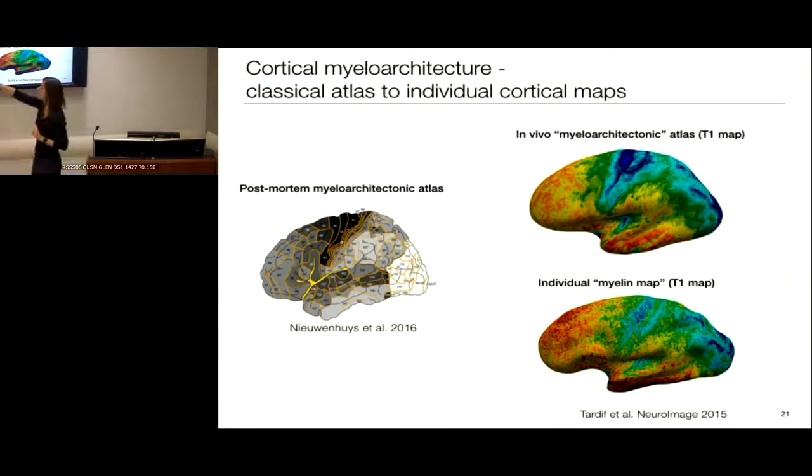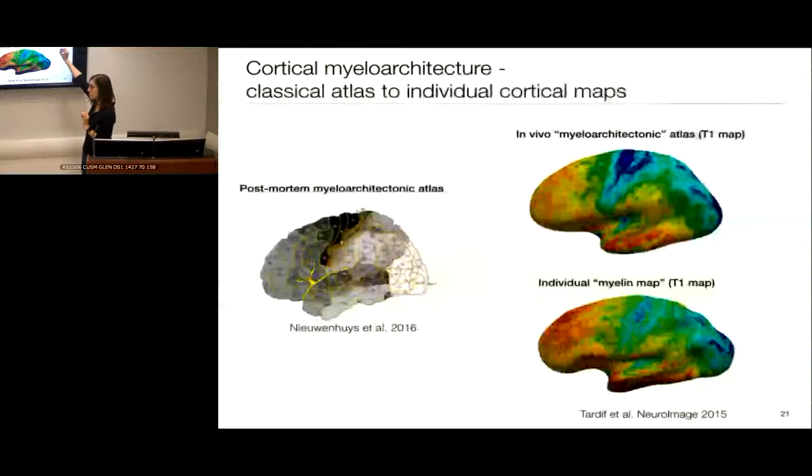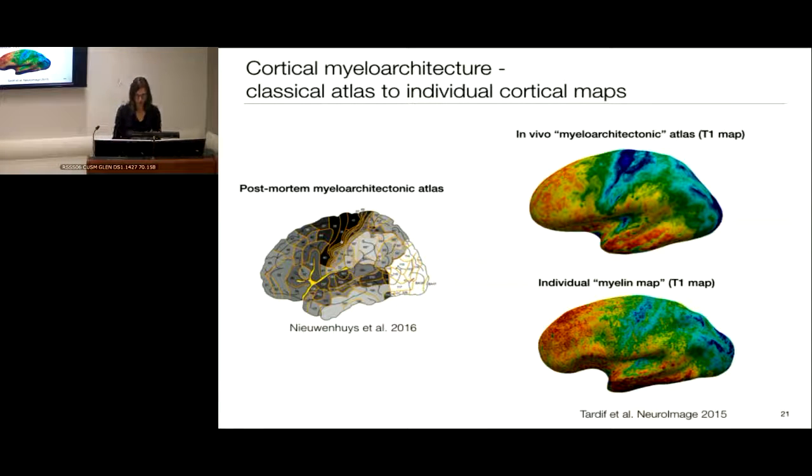So to be able to do this in vivo, this is actually a map of 10 or 12 subjects averaged together. Okay, and you can see that nice contrast between cortical areas. But really what we wanted to do is to be able to do that in individual subjects, as we show here. Okay.